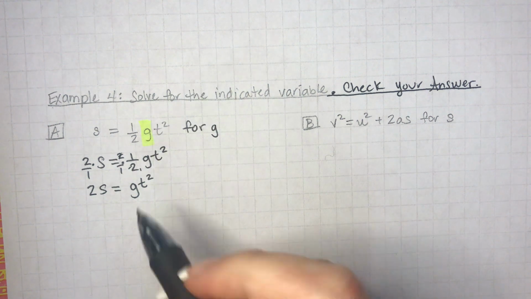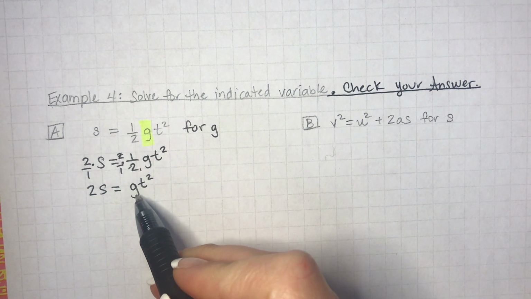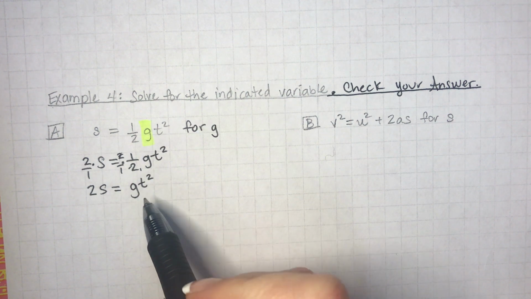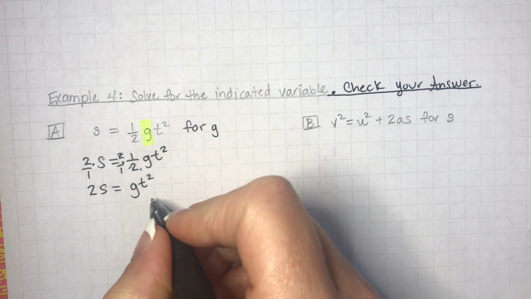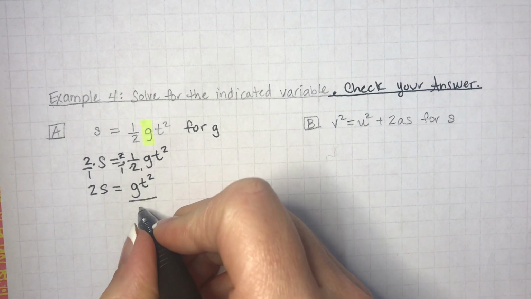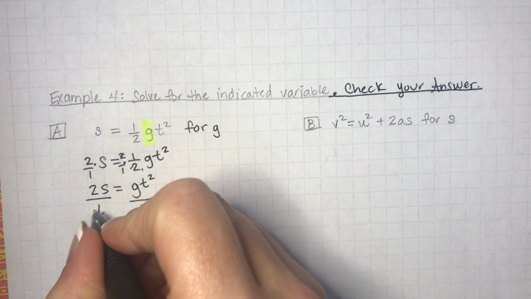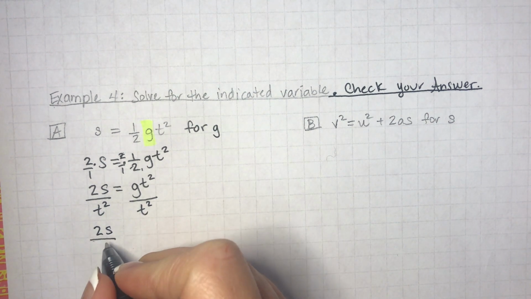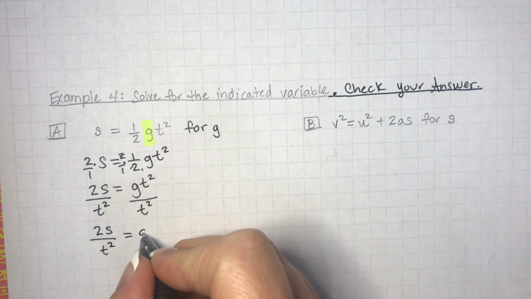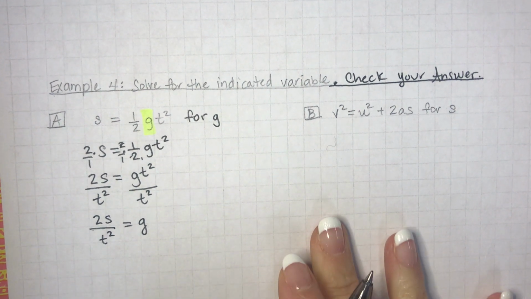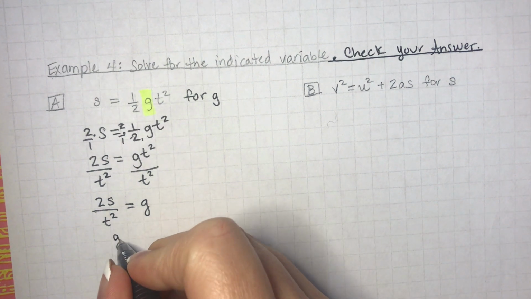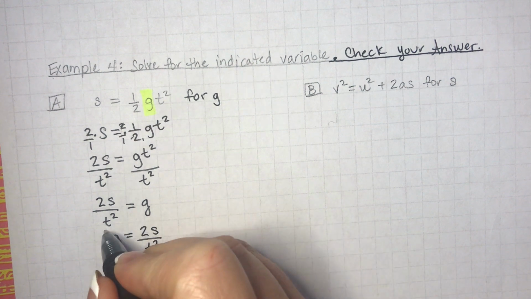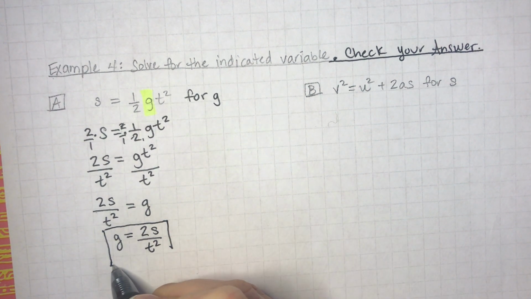We got to get rid of the T squared. Well, how is T squared related to G? I know there's a squared there, but that's okay. It can be there. T squared is related to G through multiplication. It's G times T squared. So we're going to do the inverse operation of multiplication, which would be division of T squared to both sides. And then we end up with 2S all over T squared equals G. And then I'm going to go ahead and use that symmetric property of equality. G equals 2S all over T squared. And there we have it. There's our answer. Did you get that one right?